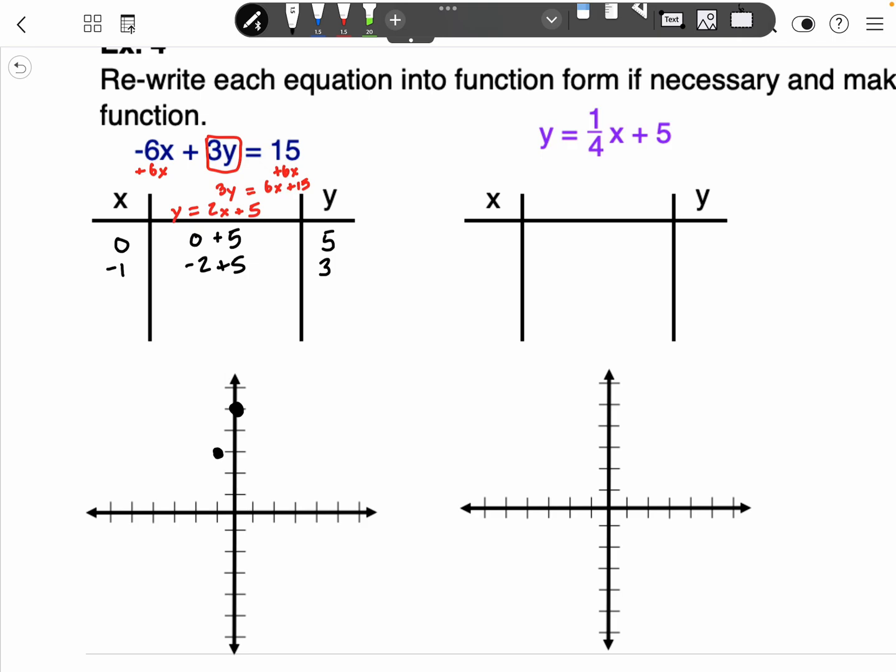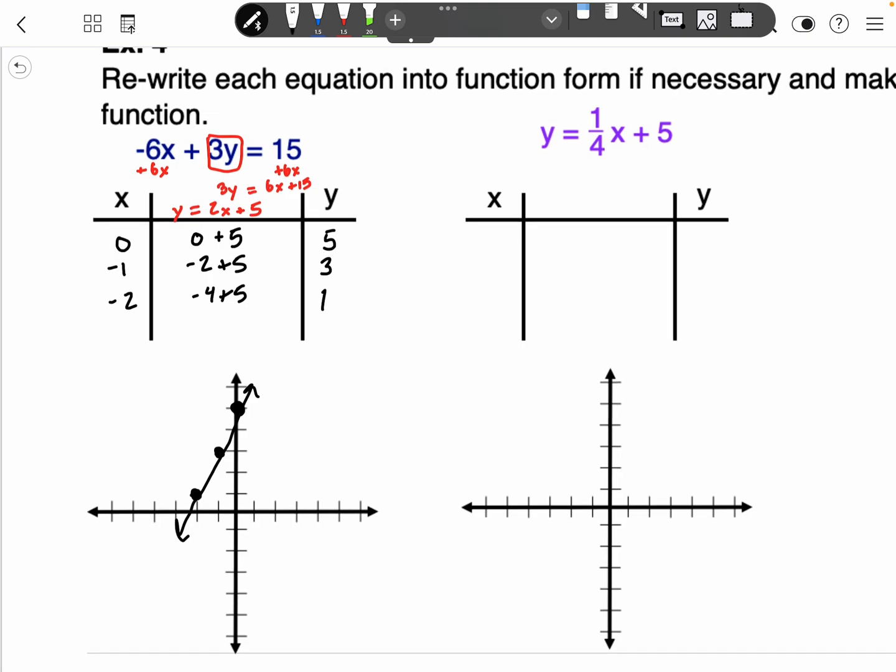And then I need one more, so I'm going to try -2. So 2 times -2 is -4, plus 5 is 1. So -2, 1. So that's the 3 in my table that I need, and I can make my line.